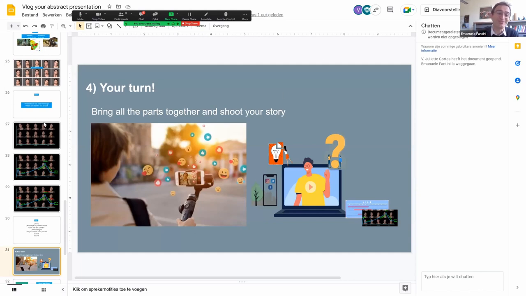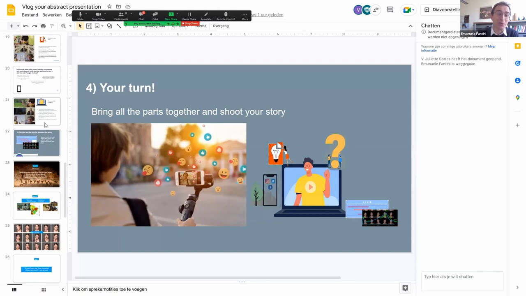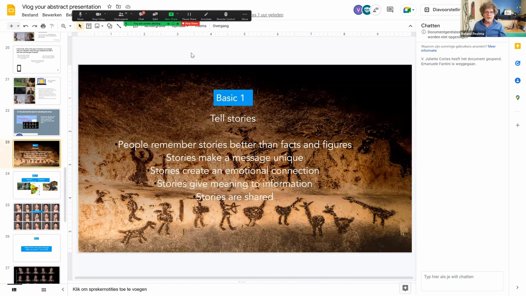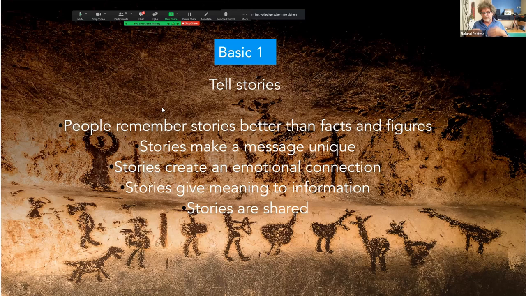Because I remember emotions, and the facts is not a story. Okay, you see, this is the four basics. So first, tell a story, and most stories are about people, and the people can be yourself, because doing research can be an adventure in itself. So telling about your problems with your research or the moment you had your aha moment can be a good story already. So tell a story, that's basic one.